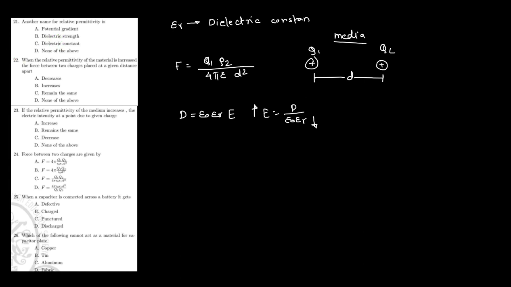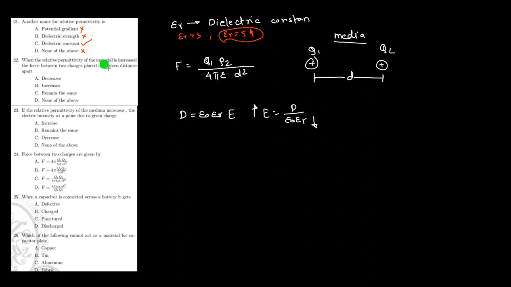What is another name of relative permittivity? Relative permittivity is nothing but it indicates the dielectric constant. So keep in mind, it is not a potential gradient, it is not a dielectric strength, it is indicating the dielectric constant. Suppose epsilon r is 3 and suppose one material is having epsilon r is 5. So this material is a good dielectric material as its relative permittivity is high. It represents the dielectric constant.